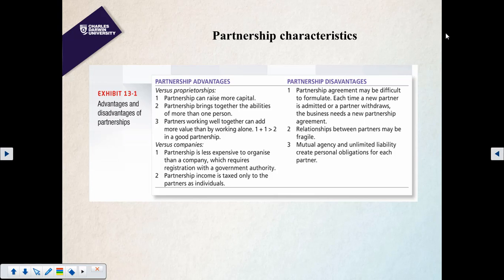Suddenly a partner decides to go out of the business, and he wants to withdraw his capital. You will be in trouble because either you have to find someone to replace the withdrawing partner, or maybe you have to buy the whole business, or maybe you have to dissolve the business. So that becomes a trouble when you are in a partnership business. Relationships between partners may be fragile, sometimes not trustworthy, and mutual agency and unlimited liability create personal obligations for each partner.